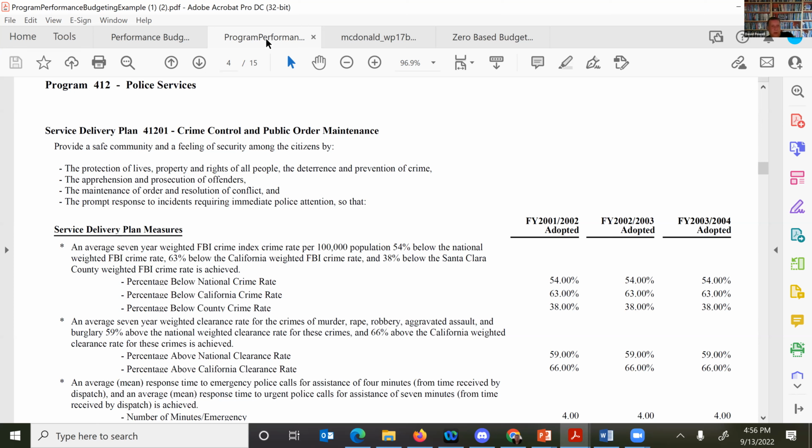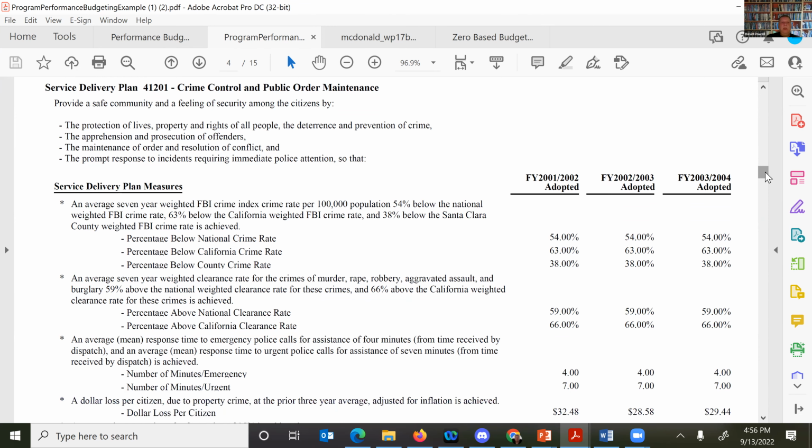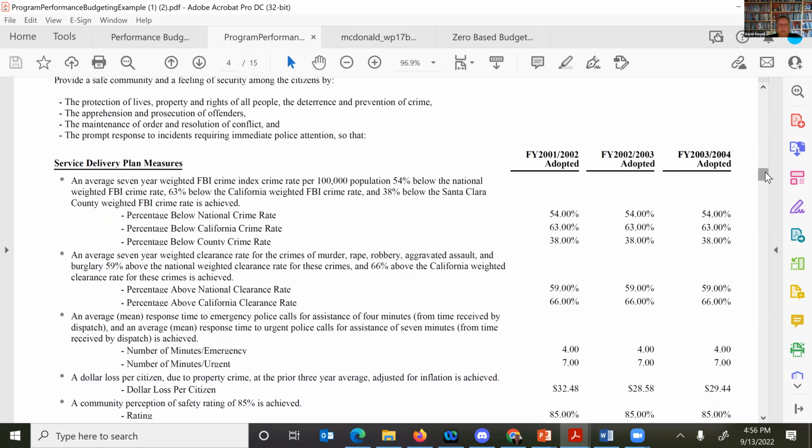How are we going to specifically do it? We are going to specifically do it by trying to achieve these different standards. So here's standard number one under Service Delivery Plan Measure. We want to try and achieve an average 7-year weighted FBI crime index crime rate per 100,000 population that is 54% below the national weighted FBI crime rate, 63% below the California weighted FBI crime rate, and 38% below the Santa Clara County weighted FBI crime rate. So here are what we are trying to achieve. Here are our performance measures that we are trying to achieve.